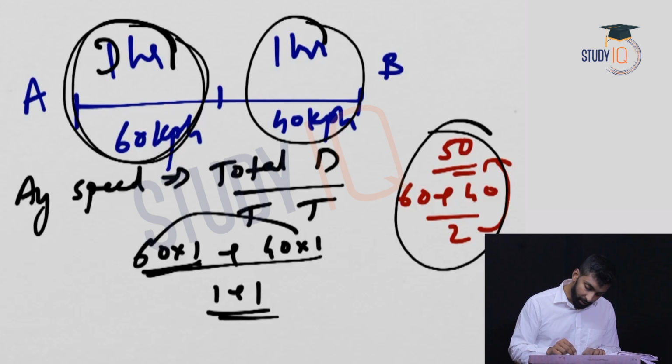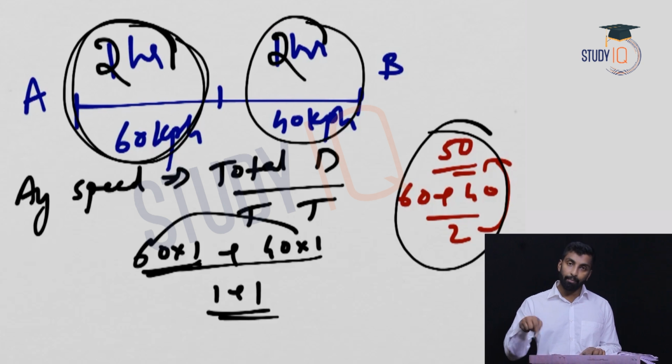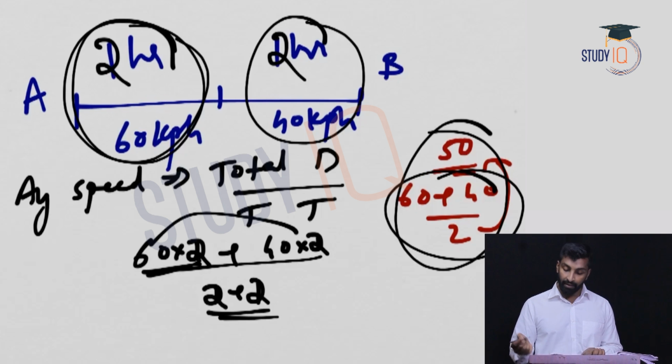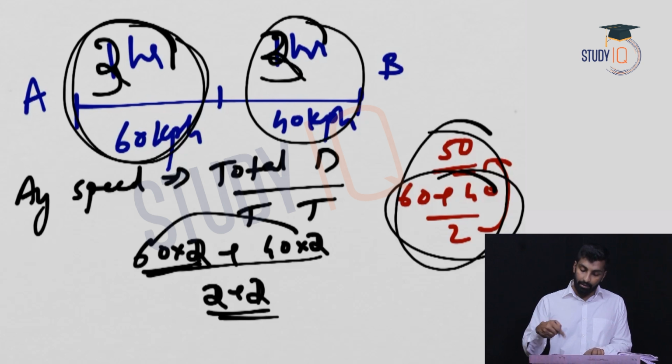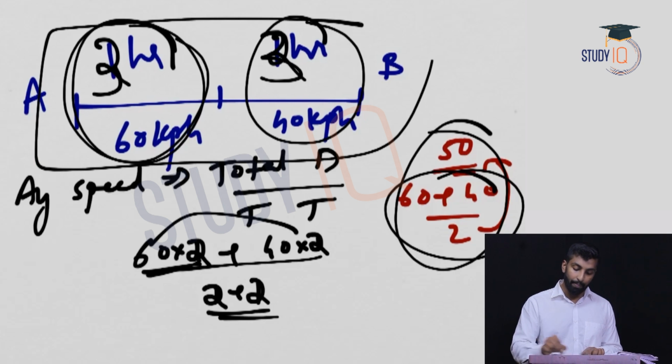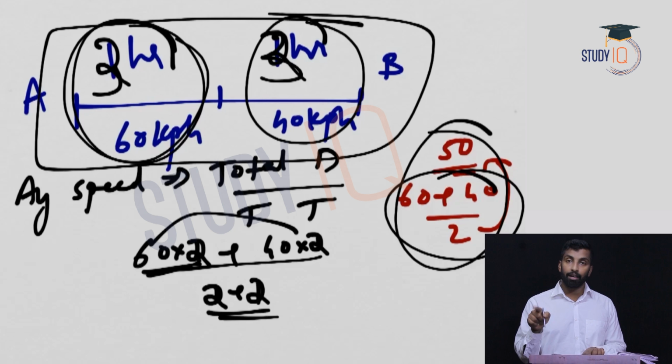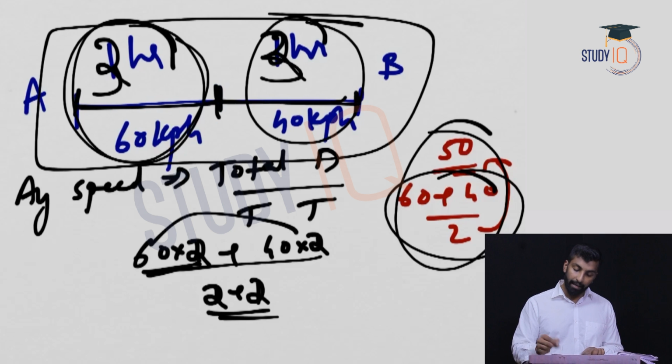Now if the time is 2 and 2, will there be any difference? No. Here it is 2, here it is 2, so you will take 2 out, then still it is 60 plus 40 by 2 only, simple average. If it is 3 and 3, again it is simple average, because this 3 is getting cancelled. So what we can understand is, we have studied this as a pattern. If the time is the same and the speeds are given, average speed is nothing but simple average. But there is a different case, right?